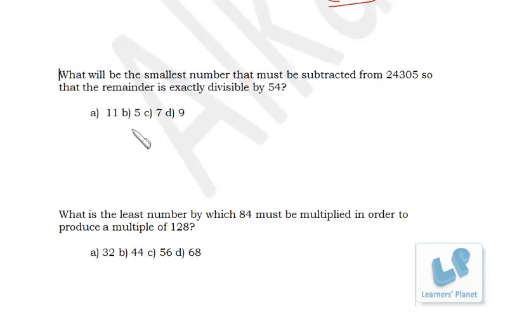Now let's see this problem. What will be the smallest number that must be subtracted from this so the remainder is exactly divisible by 54? Now 54 is what? 27 into 2. That means we have to subtract a number from this so the resultant is a multiple of 27 and 2 both, right? Now all of them are odd numbers, and odd number minus odd number, the resultant will be an even number. So in any case, whichever option we choose, it is definitely divisible by 2.